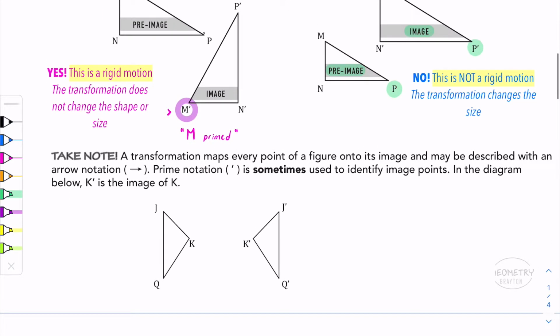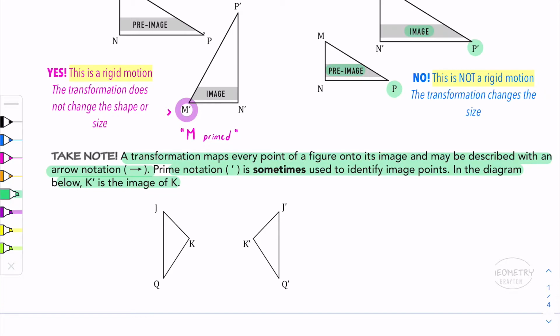And right at the bottom of your page, I have a note typed out for you. This actually just explains what I've been talking about with the prime notation. So this note says, a transformation maps every point of a figure onto its image and may be described with an arrow notation. I'll talk about that in a moment. And also prime notation. This is sometimes used to identify image points. So in the diagram below, K prime is the image of K.